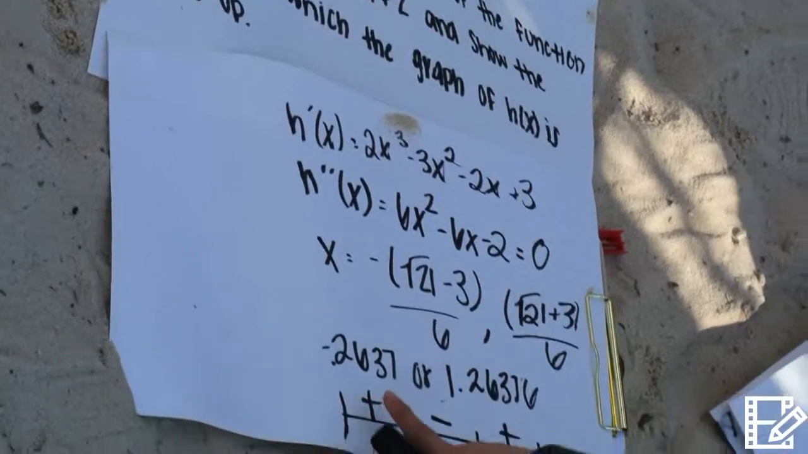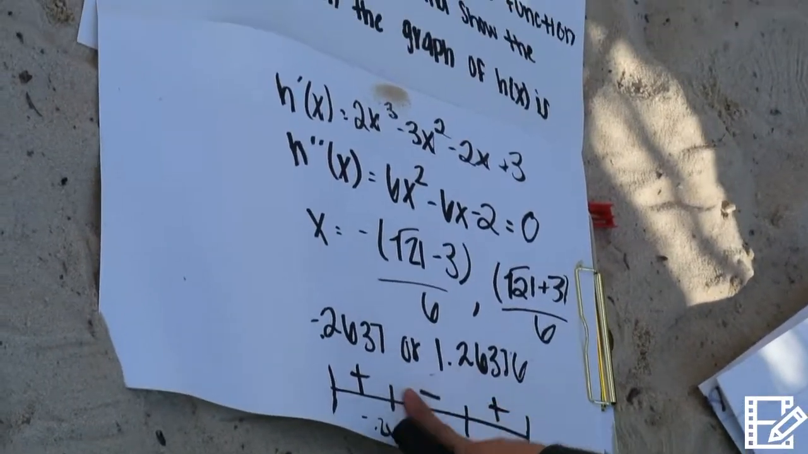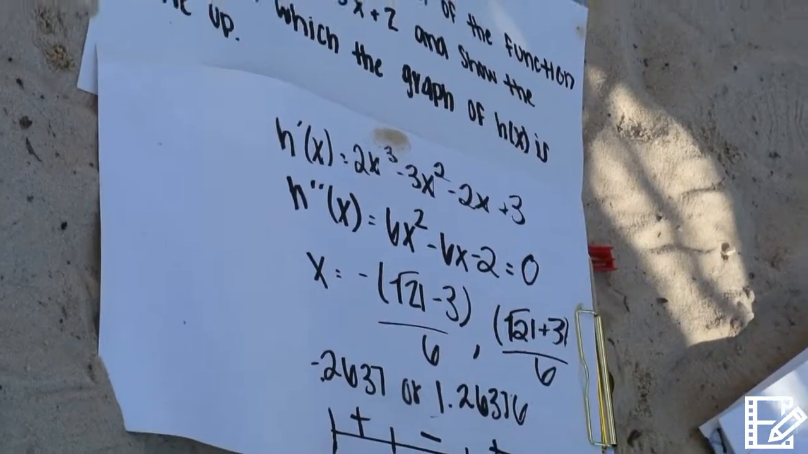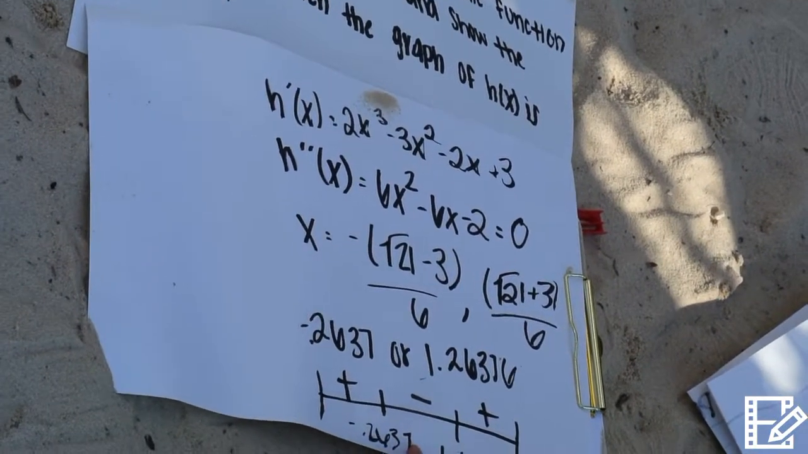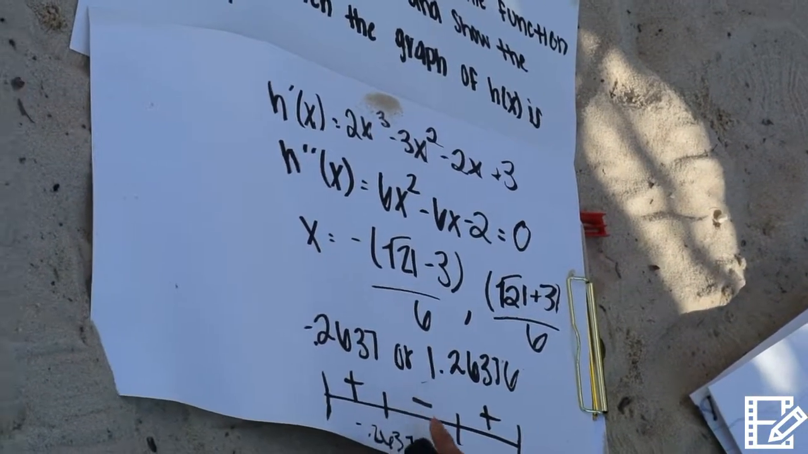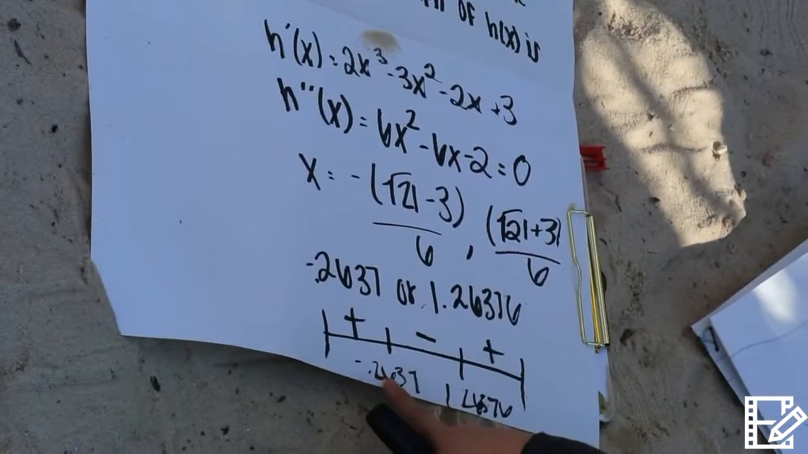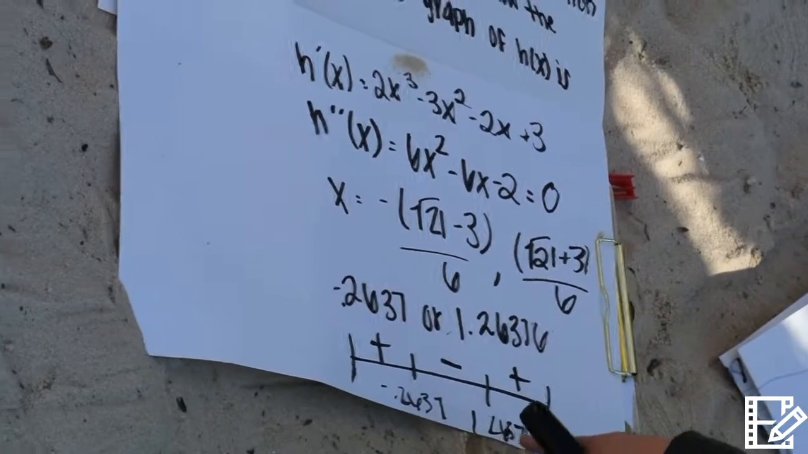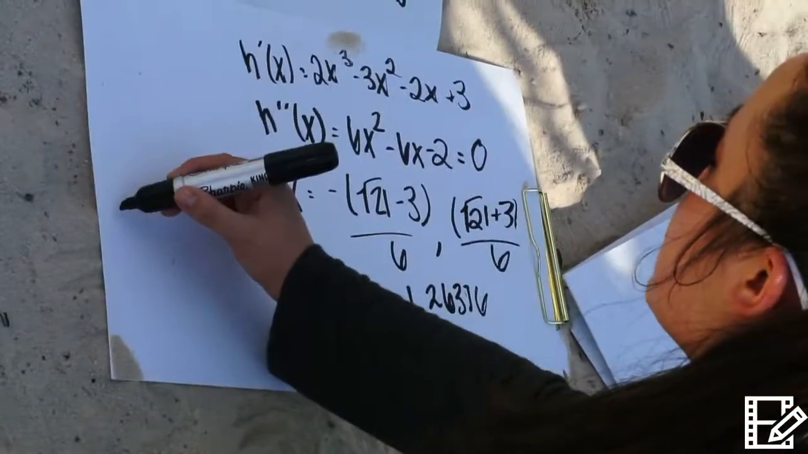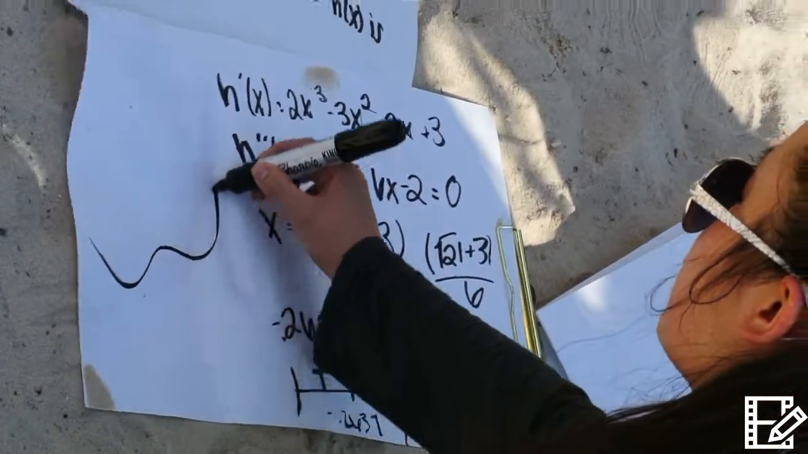So as shown by the second derivative test, this function h of x is concave up from negative infinity to negative 0.26376, and it's concave down from negative 0.26376 to 1.26376, and concave up again from 1.26376 to positive infinity, which means it probably looks something like this.